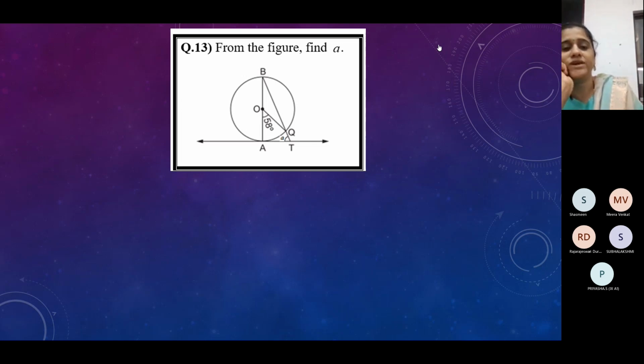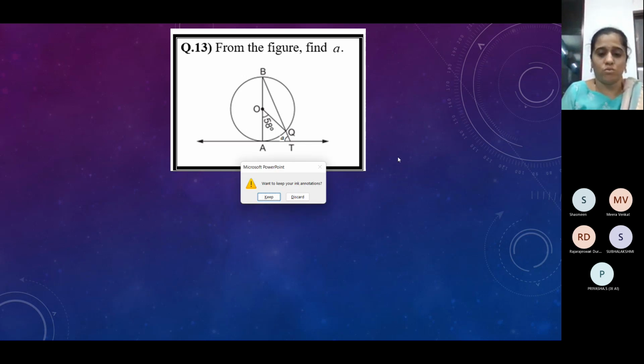Find A, children. Look at this figure. From this figure, find A. Oh, it's not clear, right? 30. You got the answer.